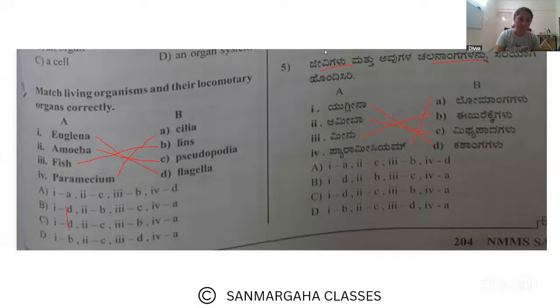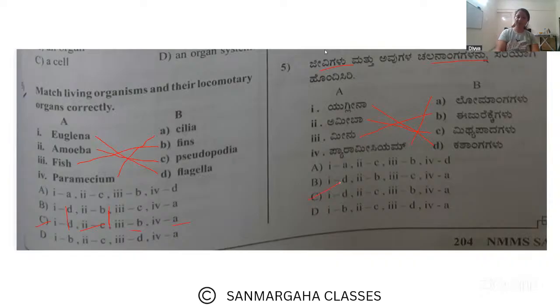Okay, so is C there in both of these? No. So where is C? Here, right? So our option is C. Okay, then you compare the third one: for fish, fins, B is there, correct? Then paramecium, cilia, A, right? So our option is C.